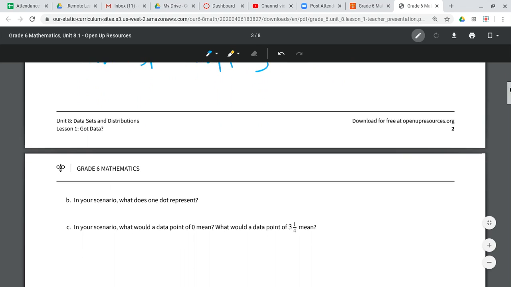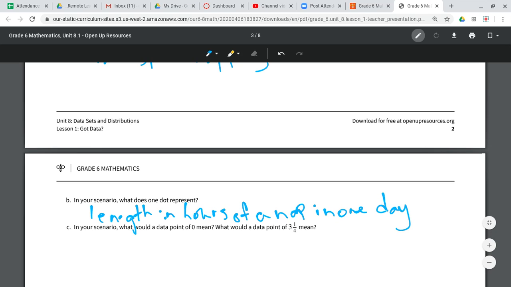Because we don't have just all whole numbers, you have to be careful with what you say for your scenario. So in my scenario, what does 1 dot represent? It represents the length in hours of a nap in one day. Now, what would the data point of 0 mean in terms of our situation about napping?